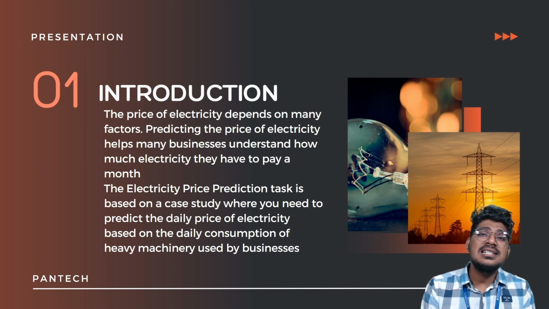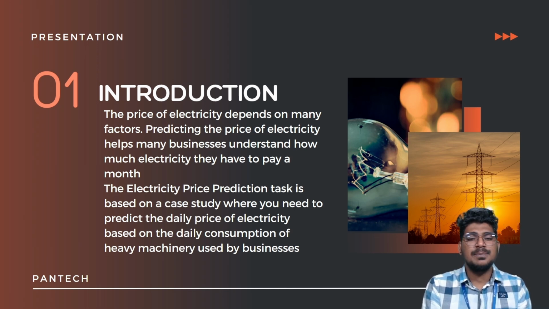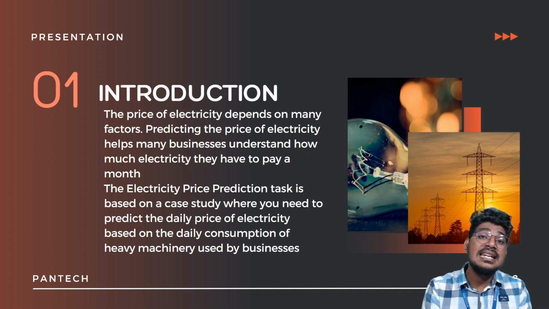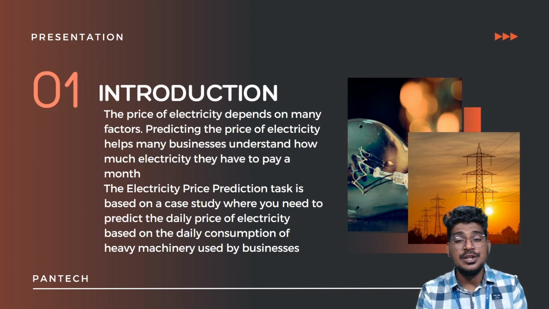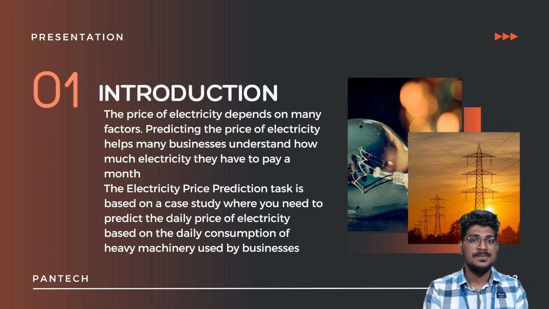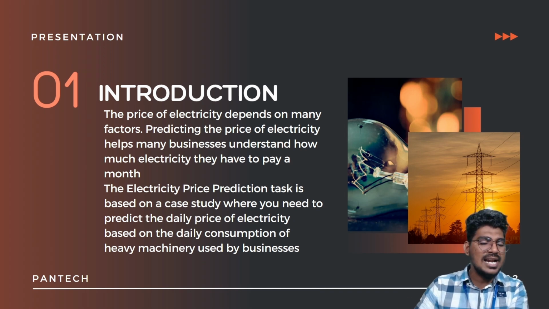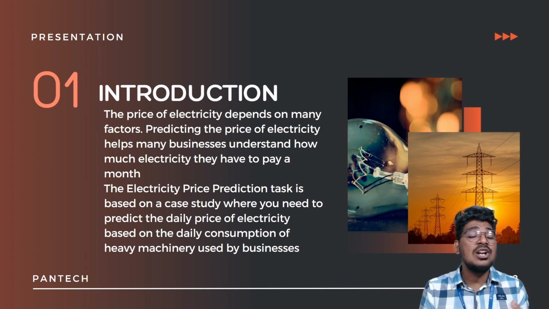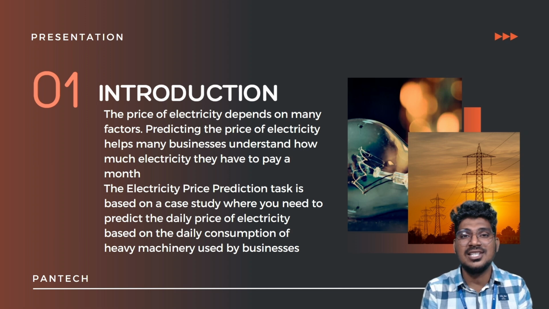Okay, so the electricity prediction task is based on a case study where you need to predict the daily price of the electricity based on the daily consumption of heavy machinery or lighter machinery used by the business. That we can predict. For the next year also we can allocate this much amount. The technology can predict the prices of the electricity.